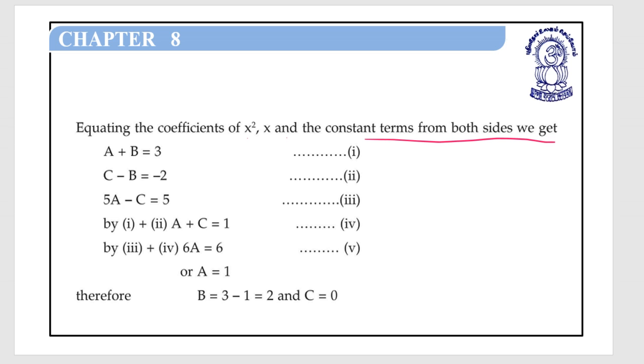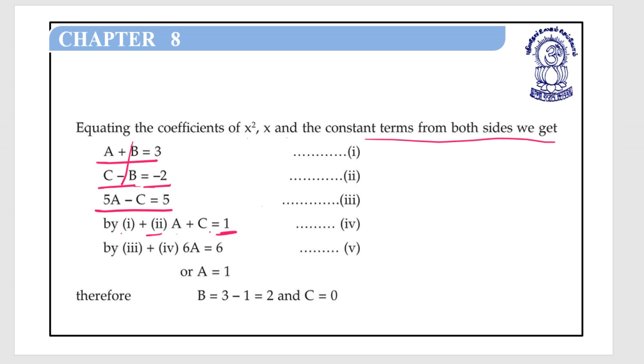get a plus b is equal to 3, equation number 1. c minus b is equal to minus 2, equation number 2. 5a minus c is equal to 5, equation number 3. By adding 1 and 2, we will get a plus c. Minus b plus b cancel. 3 minus 2 is 1.